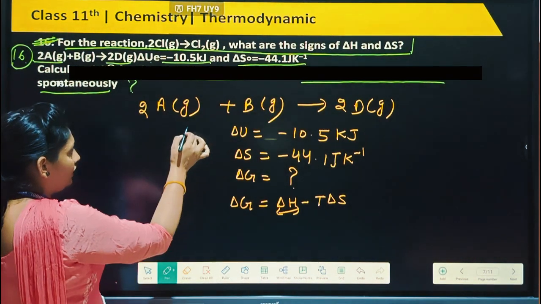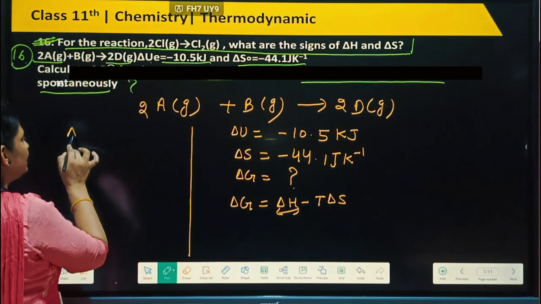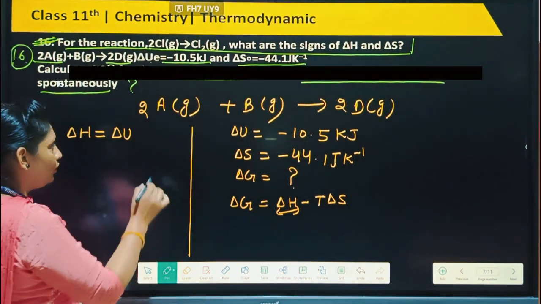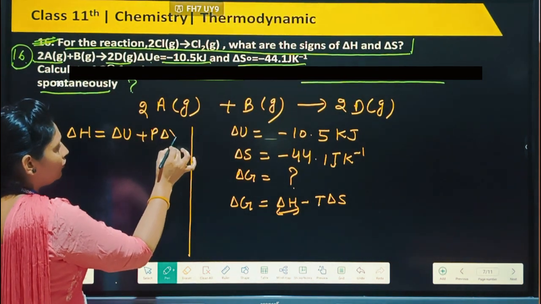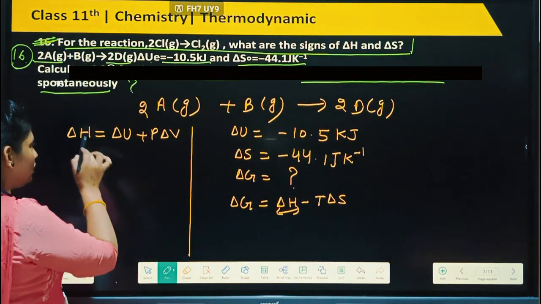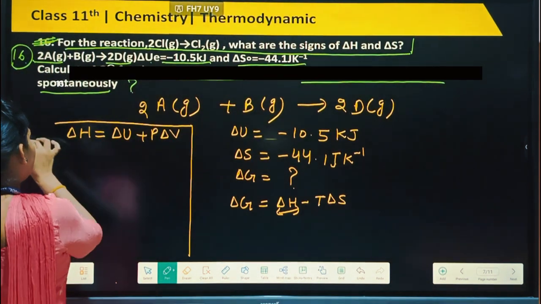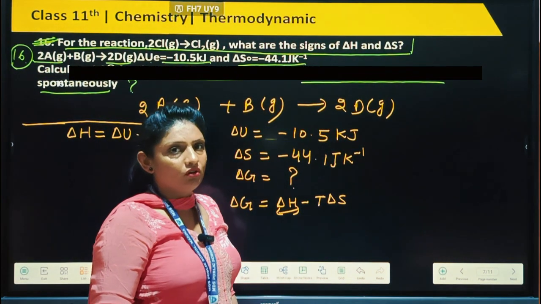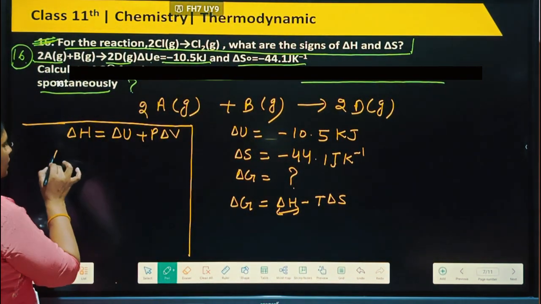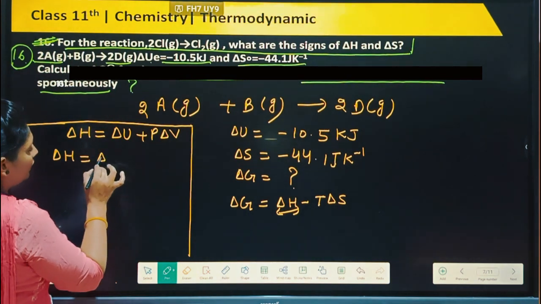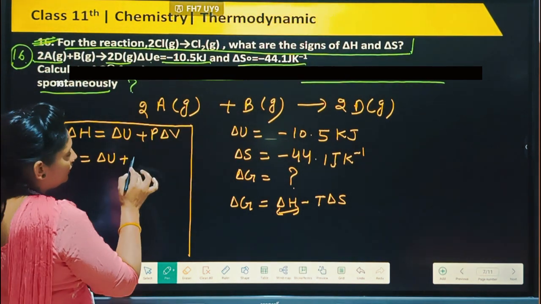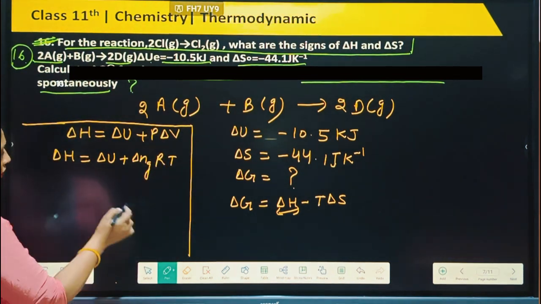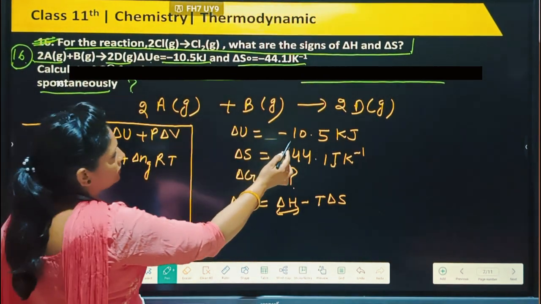So how can we calculate? Del H is equal to del U plus P del V. We know very well about these relations because we have done all topics. But students, here volume change is also not given to us. So we can write it this way: del H is equal to del U plus del Ng RT. We know the value of del U is given to us.